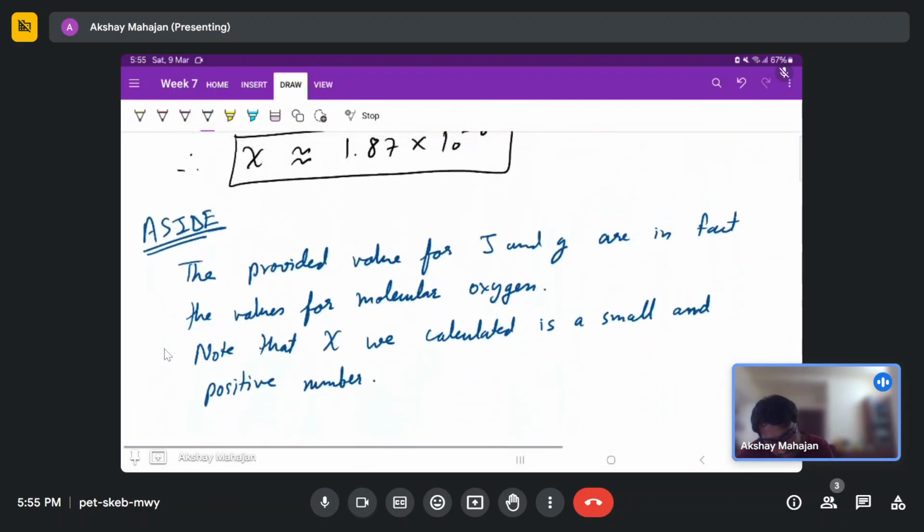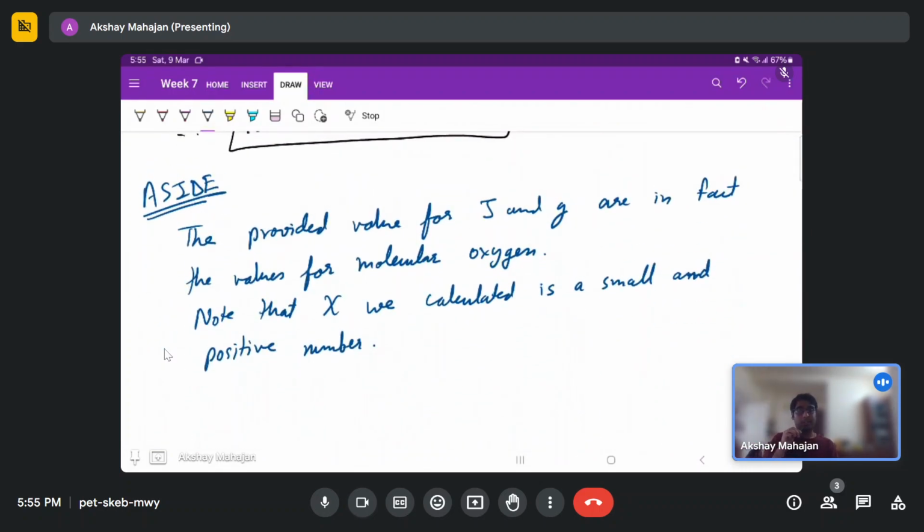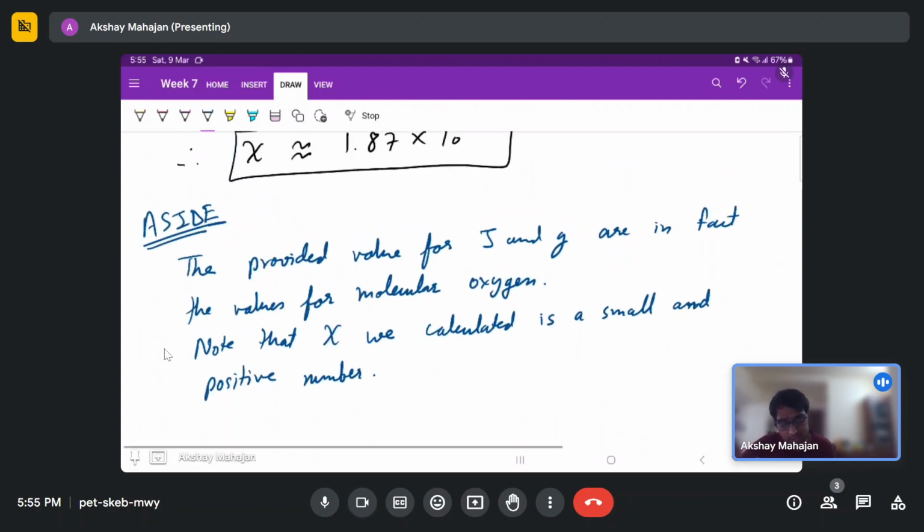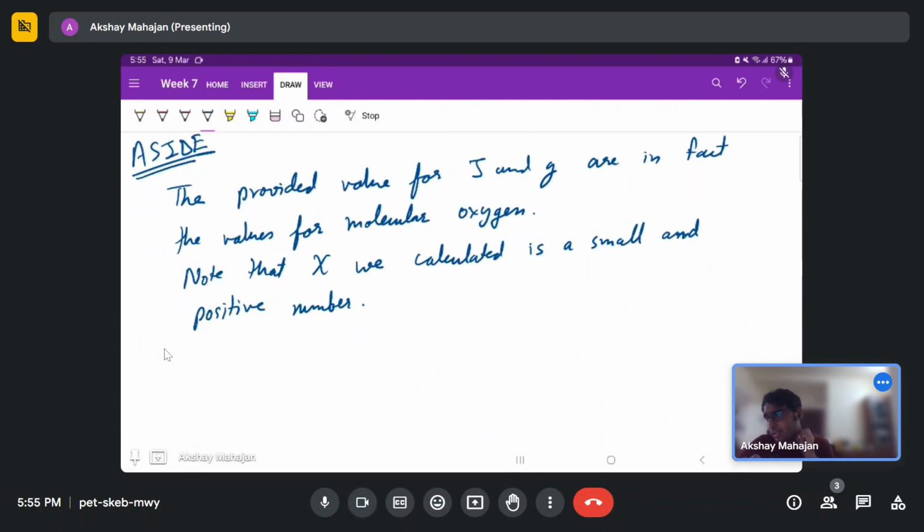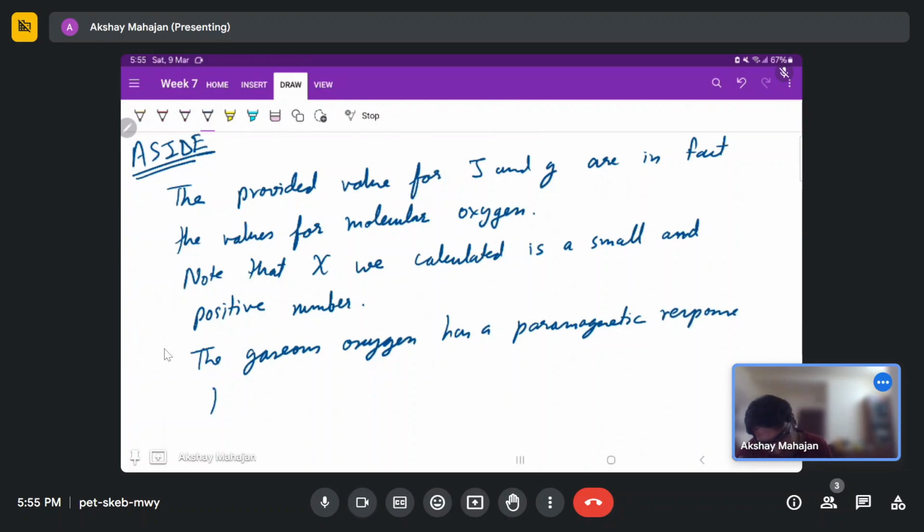It is paramagnetic susceptibility, so it is positive, and we can notice that it is a small and positive number. And so just note that the gaseous oxygen has a paramagnetic response to an applied magnetic field.